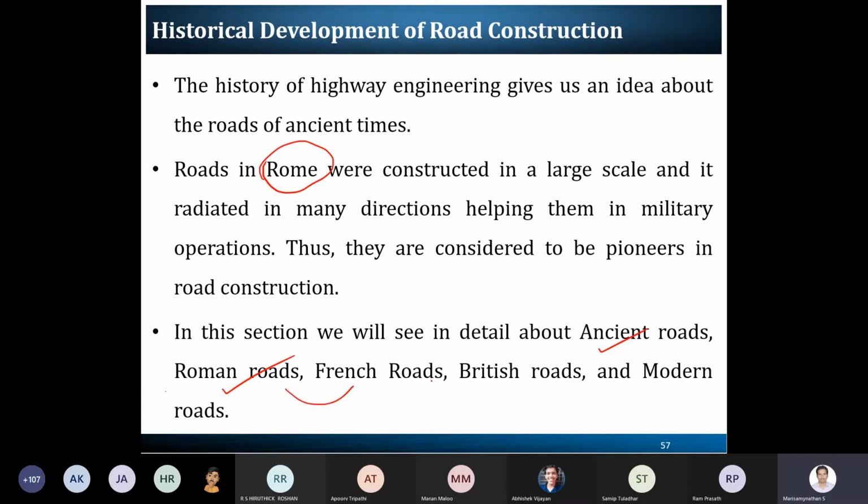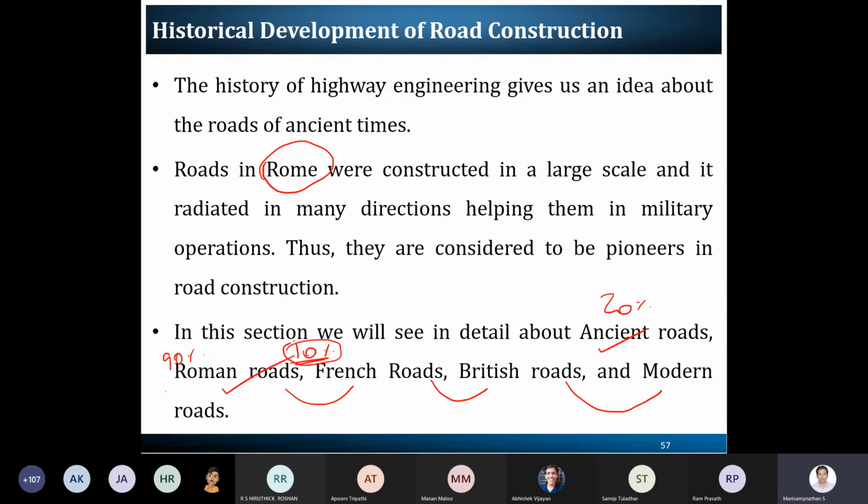Then the French road came, the British road came, and finally the modern road that we are using now. So all these things are major only, not with respect to quantum. For example, 20% of the road is there, so here we might have achieved 90% itself, but the remaining 10% is what we are still achieving, and that 10% itself we can say is a strong one. Without that 10%, we cannot get 100% satisfaction, right?